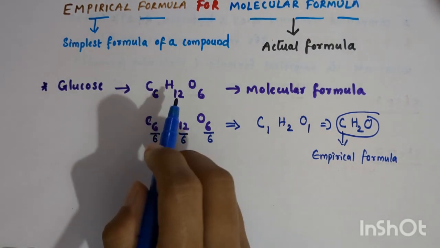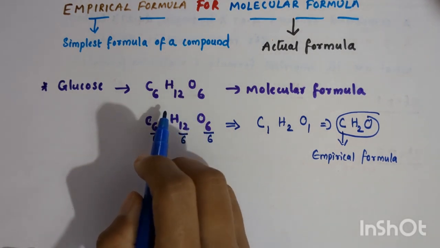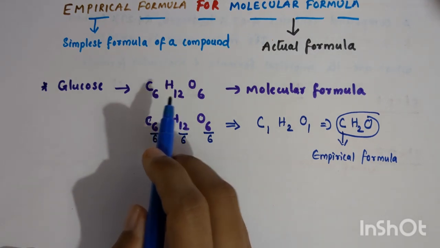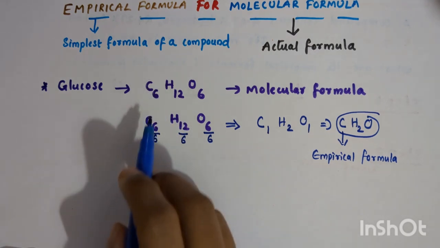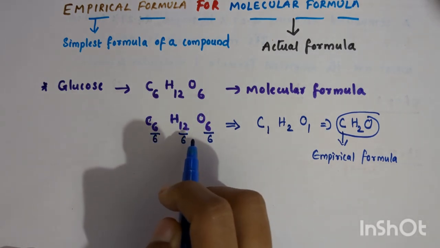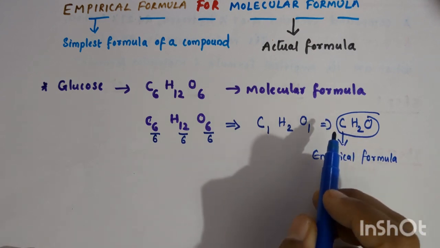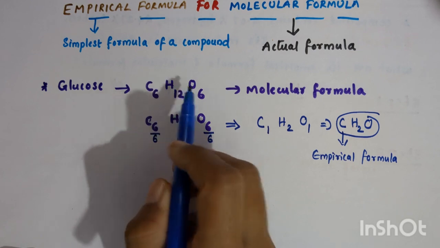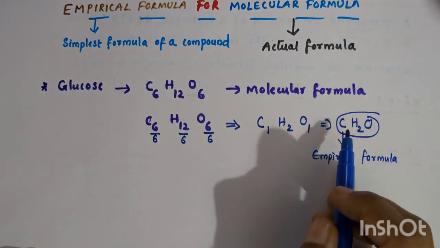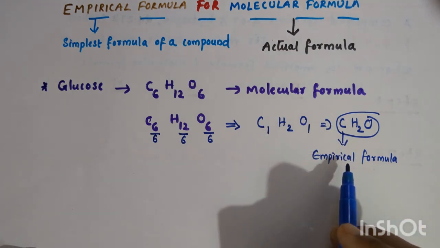Now, we divide the subscripts by 6 because all these subscripts are multiples of 6. Suppose they were multiples of 8, you could divide them by 8. Here the subscripts are multiples of 6, so we just divided by 6 and we got CH2O. That is the simplest formula. That is, we simplified the formula from C6H12O6 to CH2O. So this simplified formula, or the simplest formula, is known as the empirical formula of glucose.